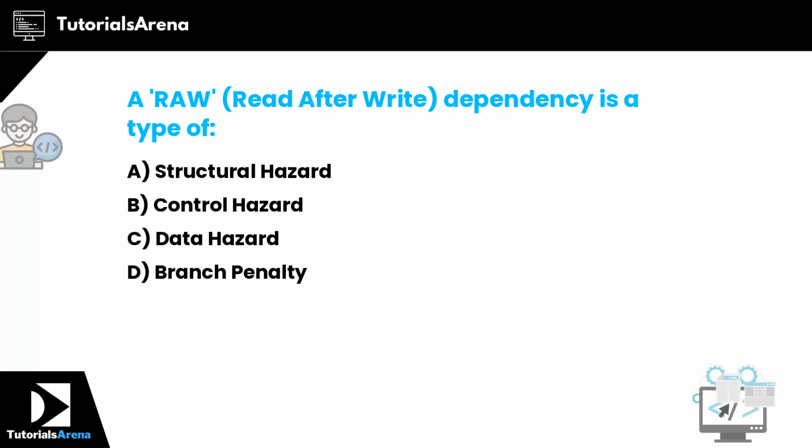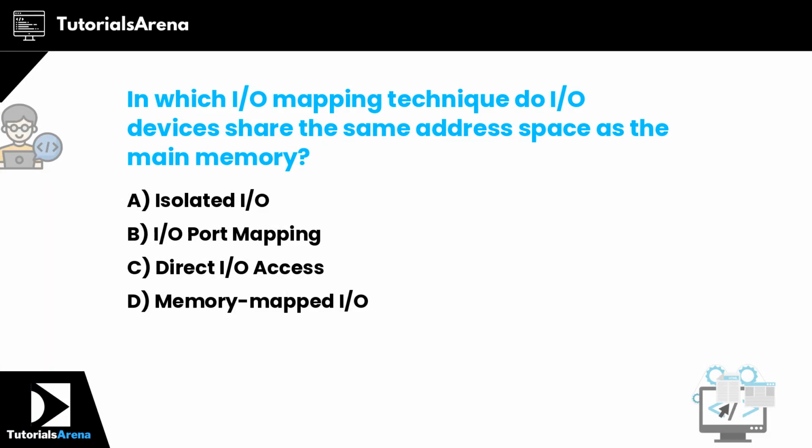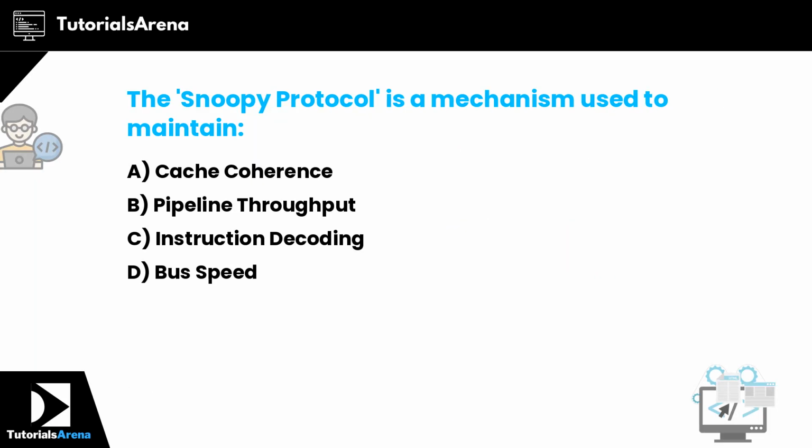A read after write dependency is a type of. The correct answer is option C, data hazard. In which I/O mapping technique do I/O devices share the same address space as the main memory? The correct answer is option D, memory mapped I/O. The Snoopy protocol is a mechanism used to maintain. The correct answer is option A, cache coherence.